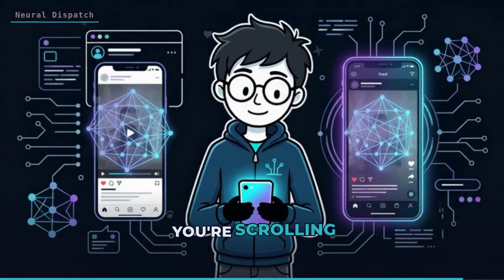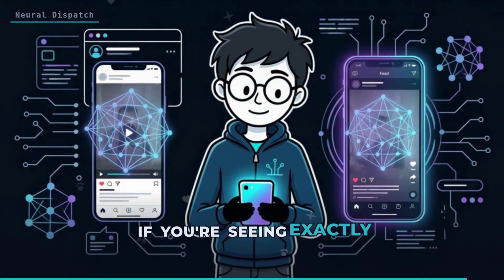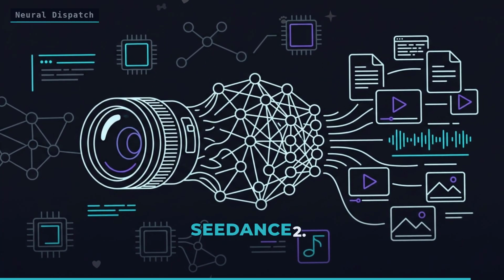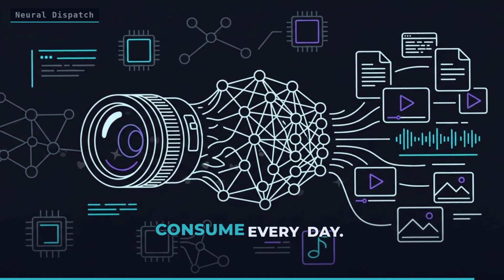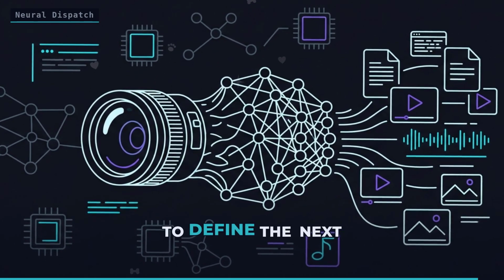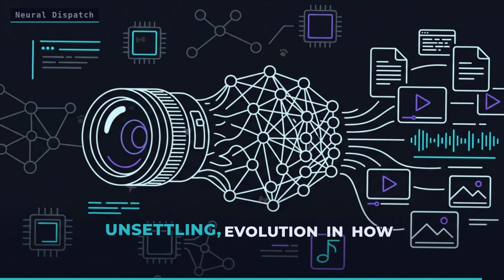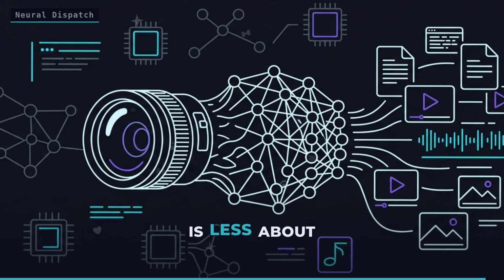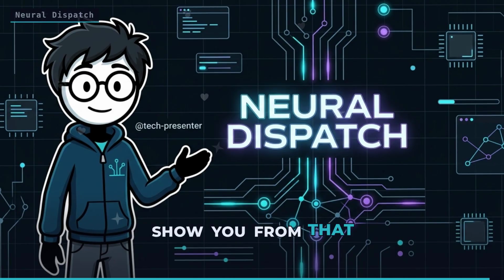So, the next time you're scrolling through your feed and see a perfectly framed vertical video, consider if you're seeing exactly what was filmed or if an AI has had a hand in expanding its reality. Seedance 2.5 is just one example of how AI is quietly reshaping the media we consume every day. This shift from mere recording to AI-powered expansion is going to define the next generation of content creation. It's a fascinating and at times unsettling evolution in how we capture and share our world. The future of video is less about what you point your camera at and more about what the AI decides to show you from that capture.